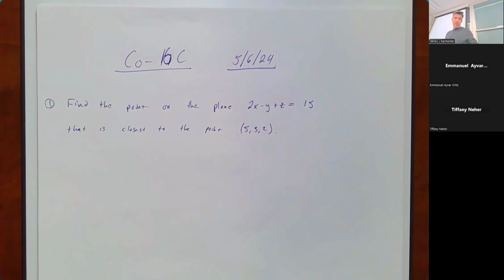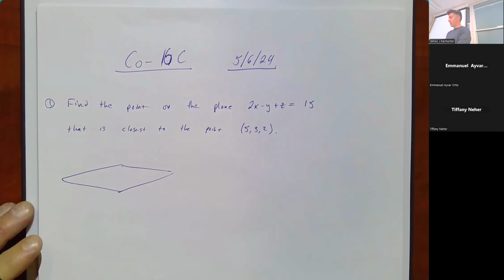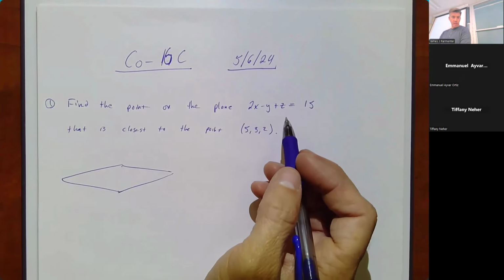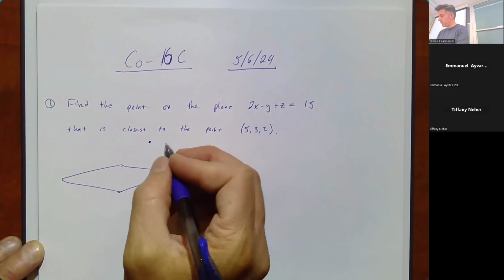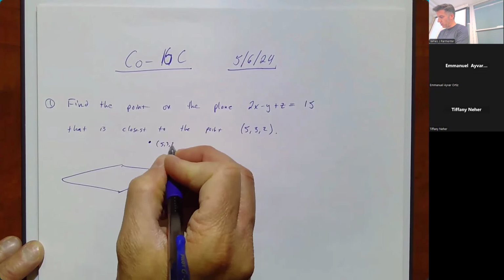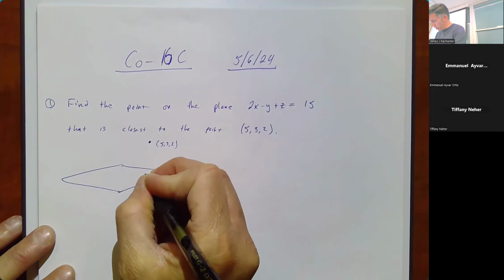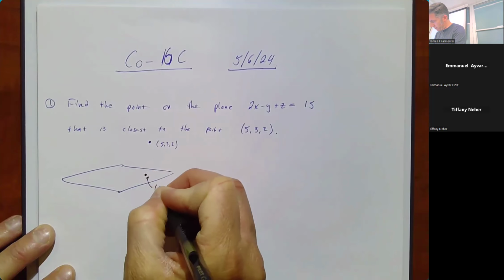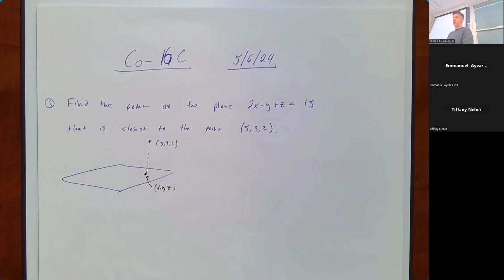Before we can even do any of that, we have to identify what we're trying to optimize and what our constraint is. So the idea here is that you've got some plane in space, and its equation is 2x minus y plus z equal to 15. And there's some point over here, not on the plane, 5, 3, 2. And we're trying to find the point on the plane that we don't know that is closest to that point that's not on the plane.